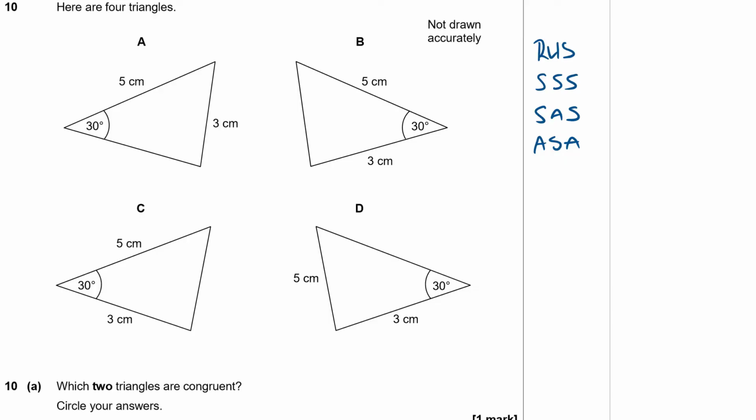So let's have a quick look at these diagrams. This one here is side, angle, side. So that's one of those. 5, 30, and 3. This one up here, A is not anything. I've got 2 sides, but this is not the included angle, so that isn't going to be congruent to anything. And again, this one down here, that isn't the right way around either. It has to be this one up here. Side, angle, side. So it's B and C that go together.